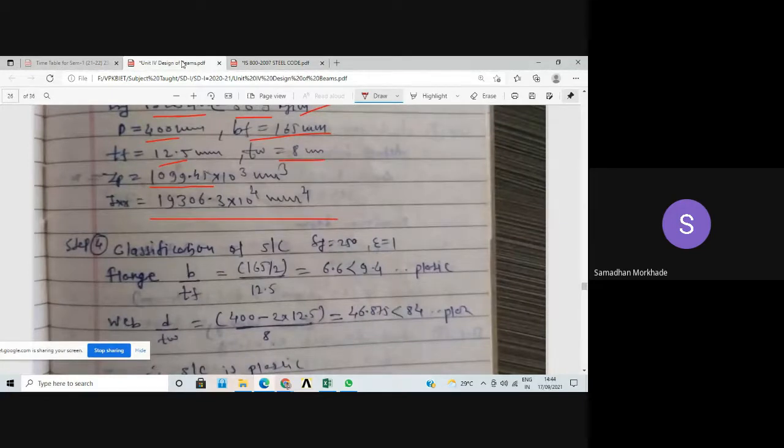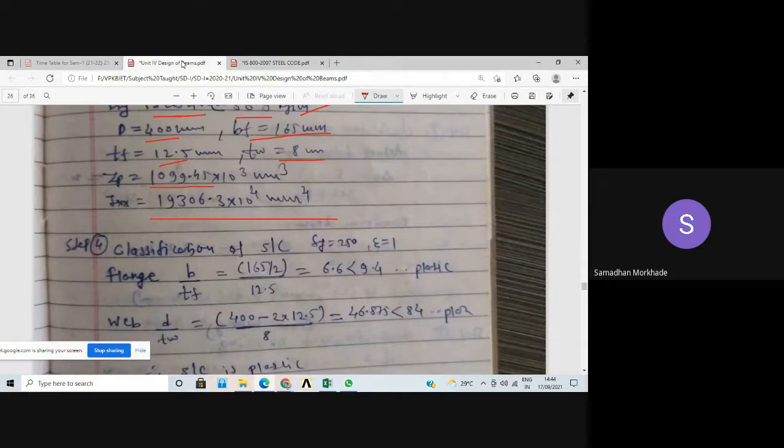In the steel table you will get each and every property of the section except ZP, the plastic section modulus. For plastic section modulus you refer to page number 138 of IS 800 2007, or otherwise just remember the shape factor for the I sections, and you know that shape factor is equal to ZP divided by ZE.